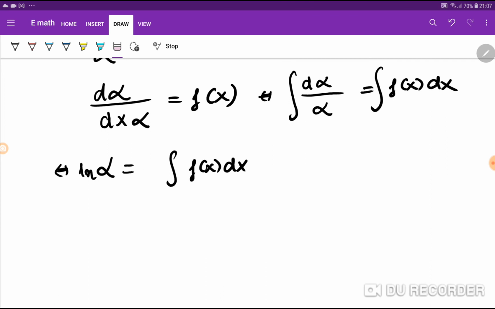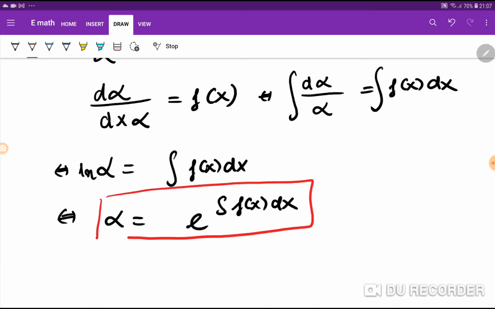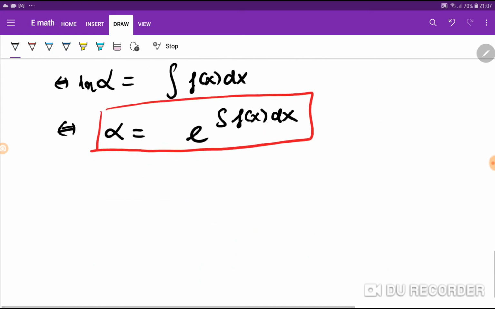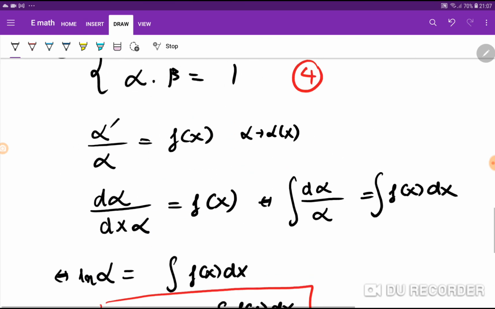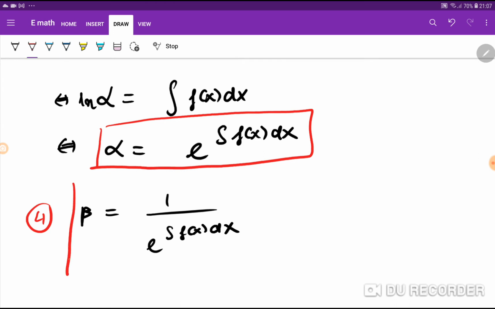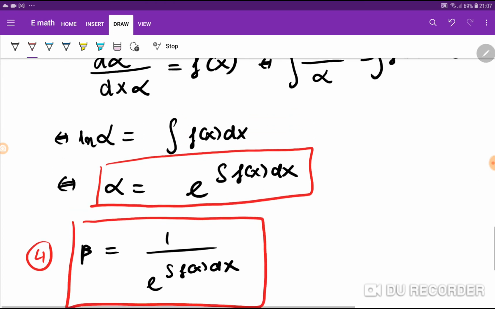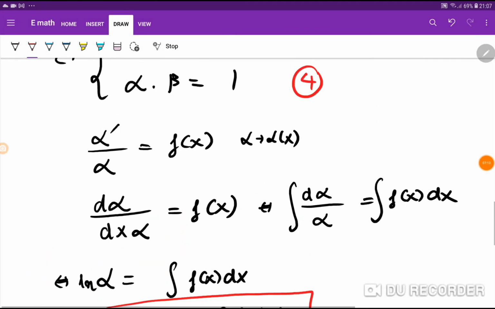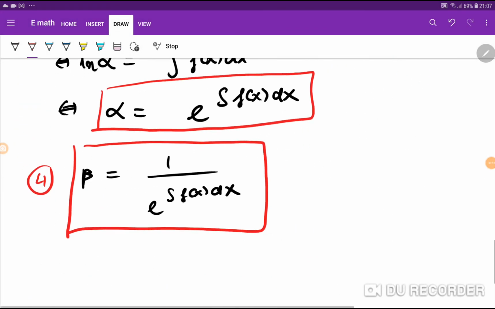So you have alpha equals e to the integral of f(x) dx. This is alpha. And what is beta? Beta, according to equation 4, equals 1 over e to the integral of f(x) dx. So guys, we find alpha and beta in terms of f(x). Excellent. Let's do one example.